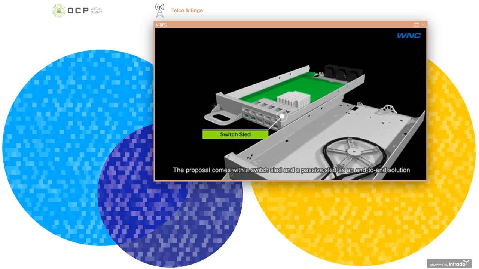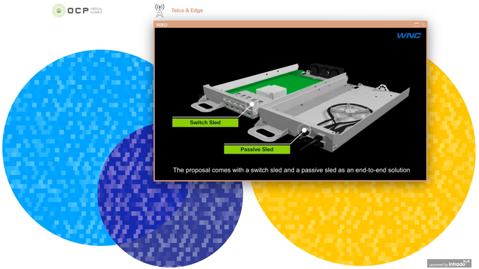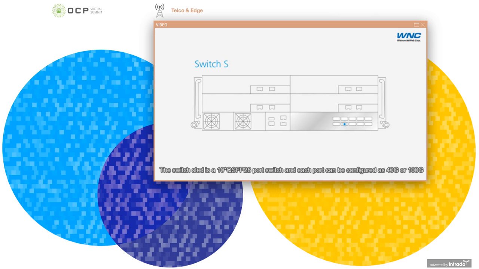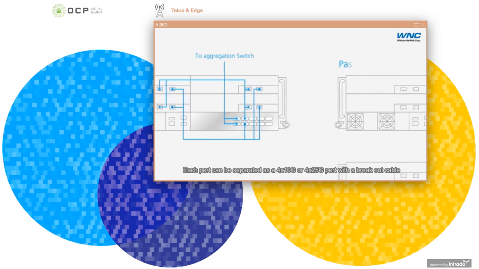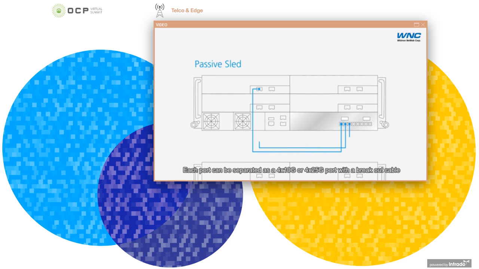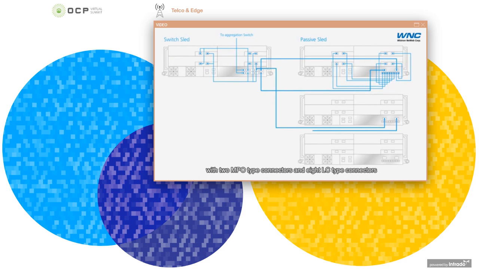The proposal comes with a switch sled and a passive sled as an end-to-end solution. The switch sled is a 10 QSFP28 port switch, and each port can be configured as 40 gig or 100 gig. Each port can be separated as a 4x10 gig or 4x25 gig port with a breakout cable. The passive sled is a passive optical breakout sled with two MPO type connectors and 8 LC type connectors.